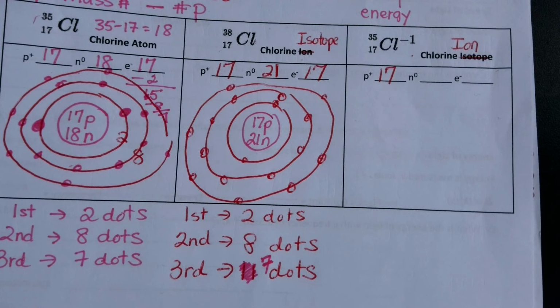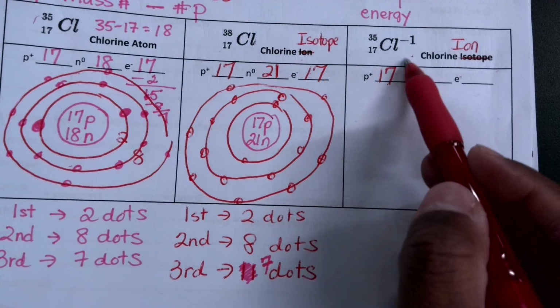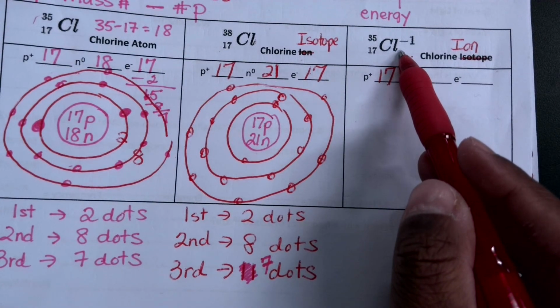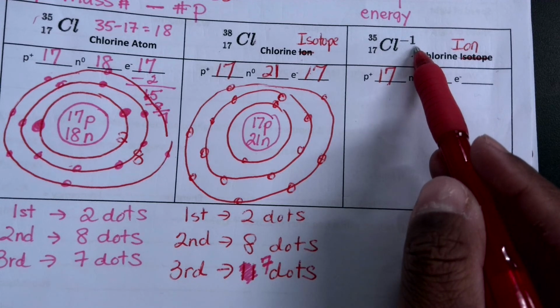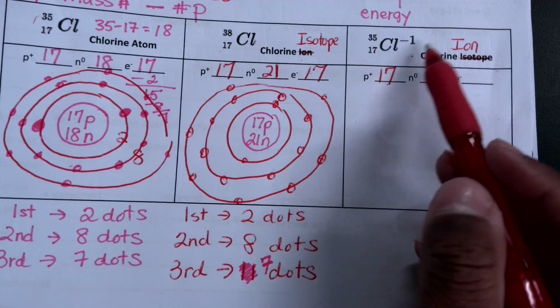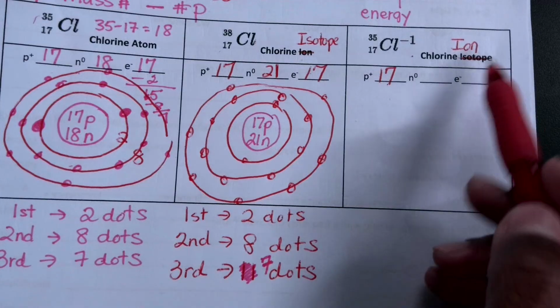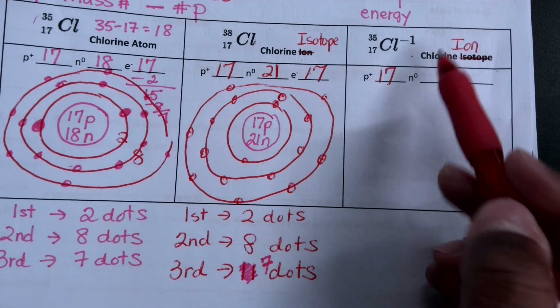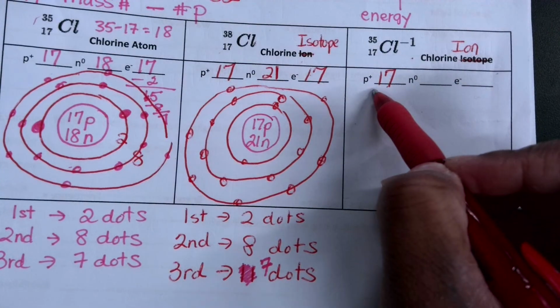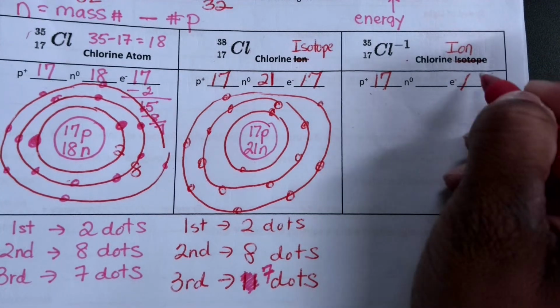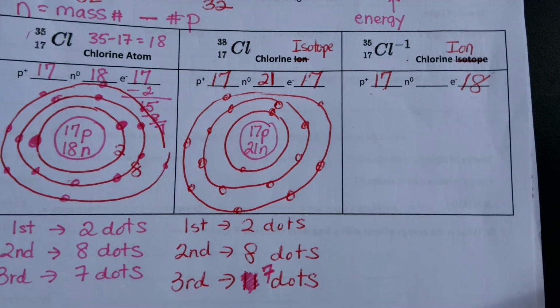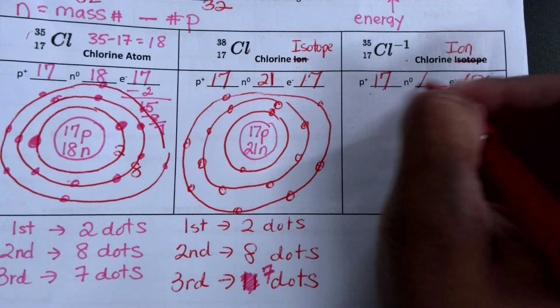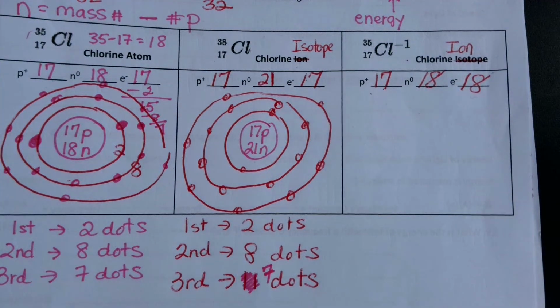Is everyone okay? We're hanging in there. All right, so now we have an ion that has a -1 charge. Does this mean it gained an electron or it lost an electron? If it's a -1, it's more negative. Gain. So instead of 17, we're going to have 18 electrons. And the same number of neutrons as the first one because it has a 35.